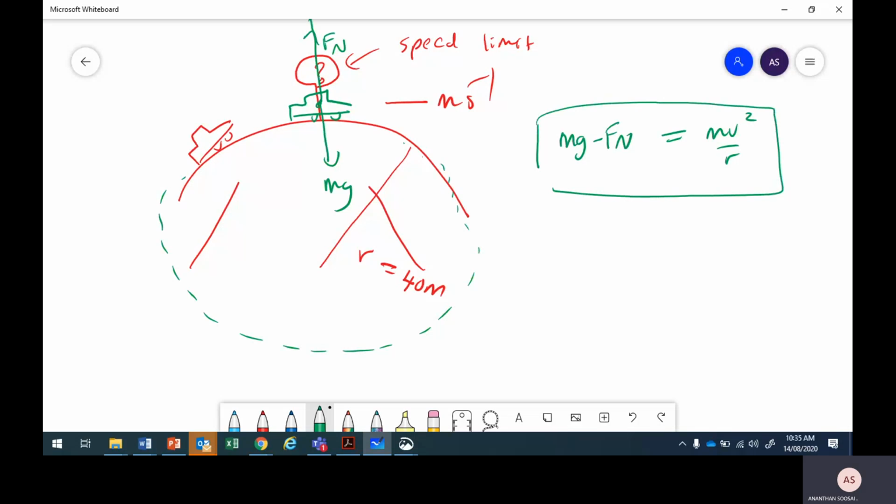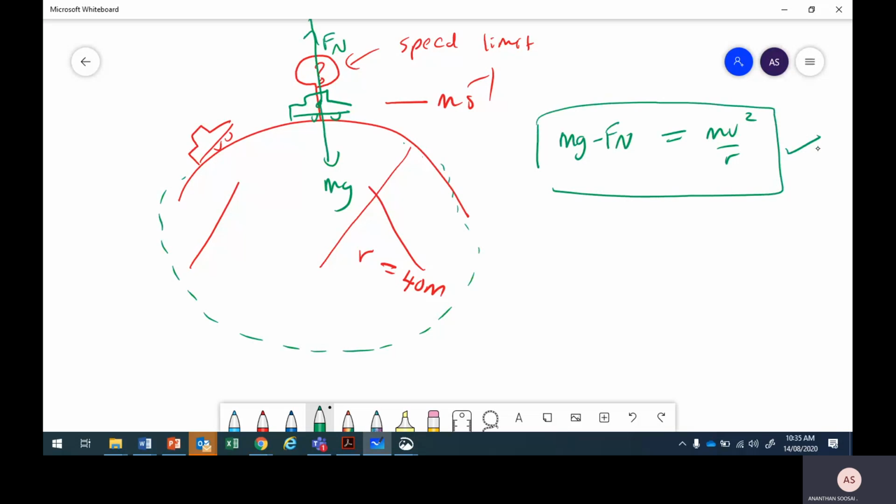It is Fn minus mg for the roller coaster, because the circle is up and Fn is acting towards the center. So Fn minus mg is the centripetal force. But for this one, the circle is down, so the force towards the center should be greater: mg minus Fn is your centripetal force. Those who got this formula, good.